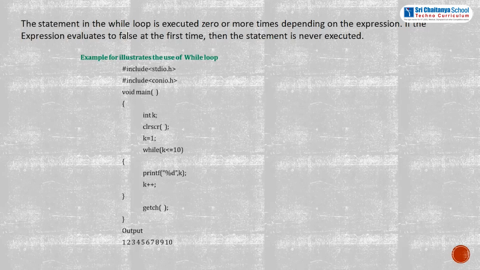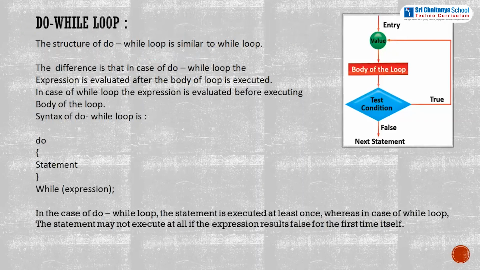Okay. Now the last type of loop is your do while loop. The structure of the do while loop is again similar to your while loop. The only difference is that in case of the do while loop, the expression is evaluated after the body of the loop is executed. Look at the syntax, you will understand the difference. First, as usual, you have your initialization expression, then do, then the statement, then while expression. Understood, children?